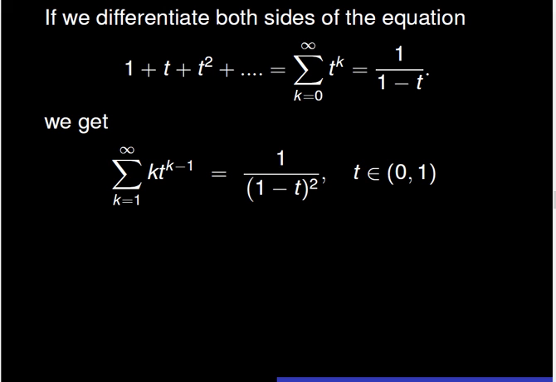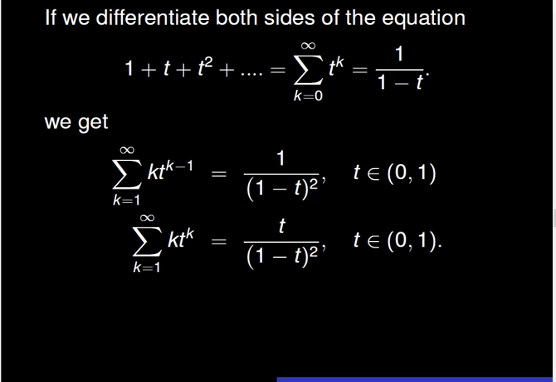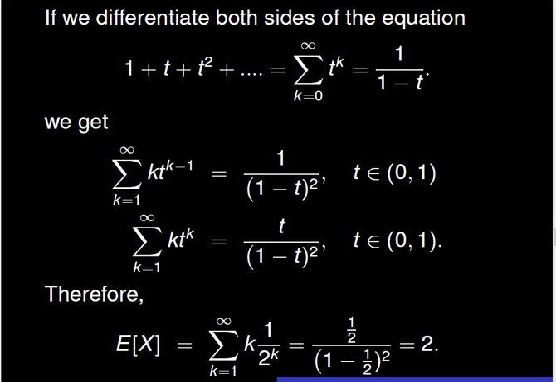We will use the series of derivatives of the geometric series to compute the expectation of our random variable X. If we multiply both sides of the previous equation by t, we see that the sum for k equal to 1 to infinity of k times t to the power k is equal to the fraction t over the quantity 1 minus t, squared. Therefore, the expectation of X, which is equal to the sum for k equals 1 to infinity of k times 1/2 to the power k, is equal to the fraction 1/2 over 1 minus 1/2 squared, which is simply equal to 2. Thus, E of X is 2.